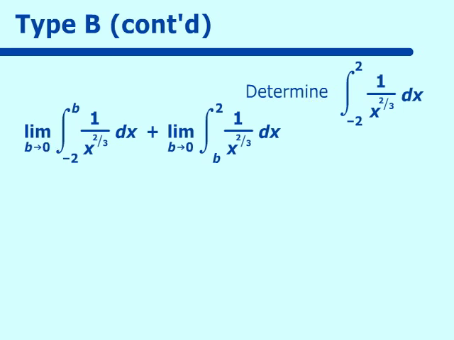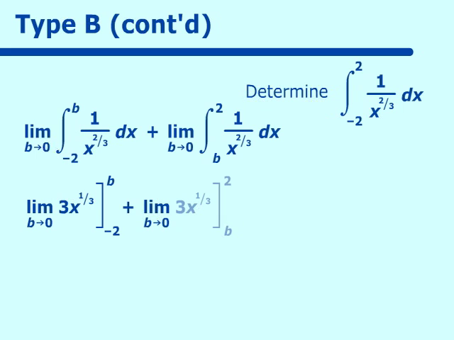dx. Evaluating the first one, we add 1 to the 2/3, so we get x to the 1/3 times 3 from negative 2 to b, where b is approaching 0. Add to that the limit as b approaches 0 of 3x to the 1/3 from b to 2. Again, if we substitute in the b at 0, we get 0 minus 3 times negative 2 to the 1/3 power. Add to that the limit as b approaches 0. So if we substitute first the 2 in, we get 3 times 2 to the 1/3 power minus a 0.